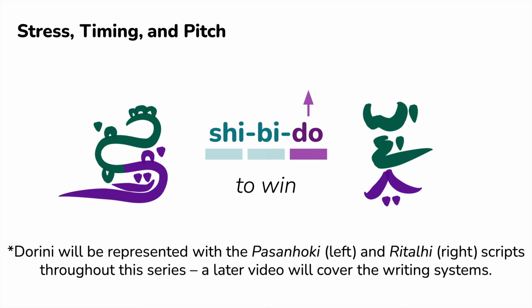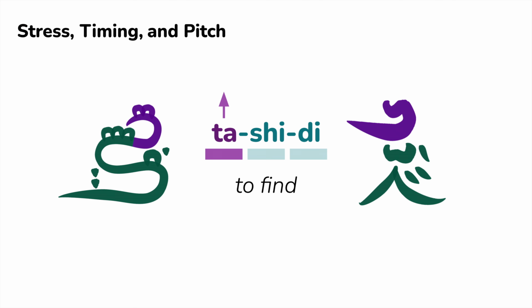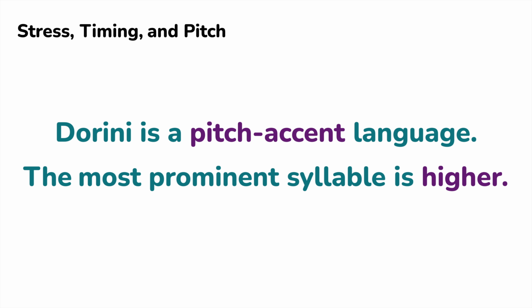But Dorini is a pitch accent language, which means that stress depends not on length, but solely on pitch. In the word shibiro, the last syllable is higher pitched and therefore stressed, but every syllable is still pronounced for the same amount of time: shibiro. In the word tashiri, the first syllable is higher pitched, but every syllable is still the same length: tashiri. Stress in Dorini is determined by pitch. Almost every syllable is pronounced for the same amount of time.